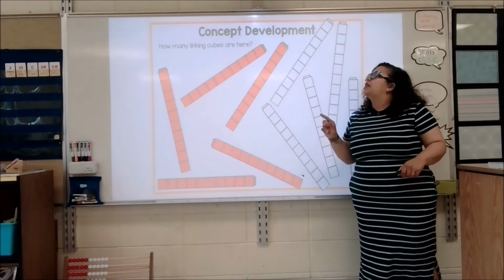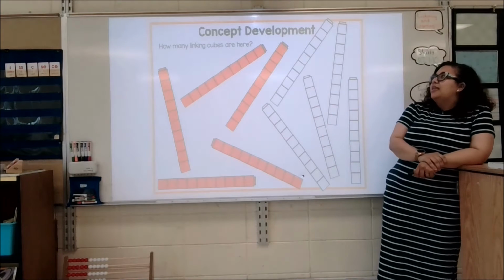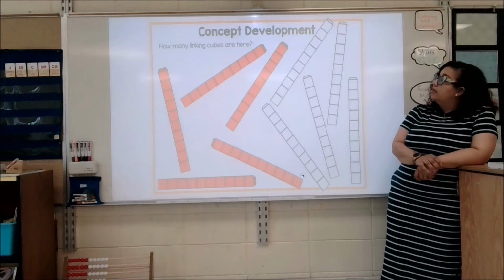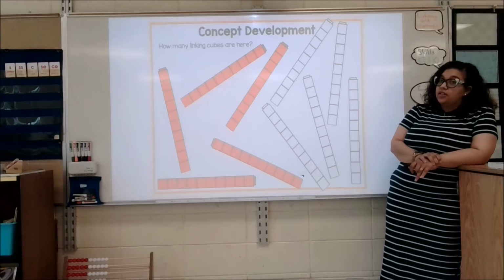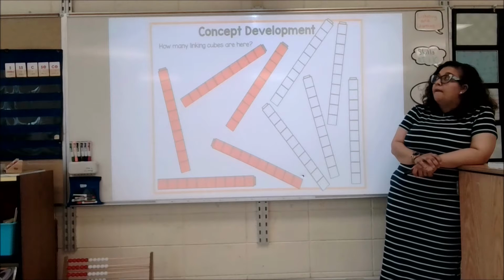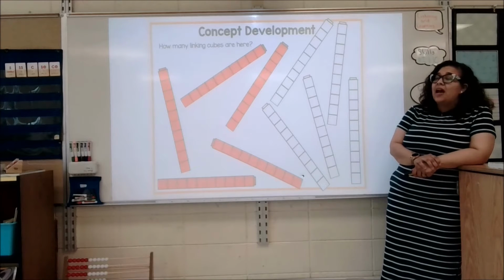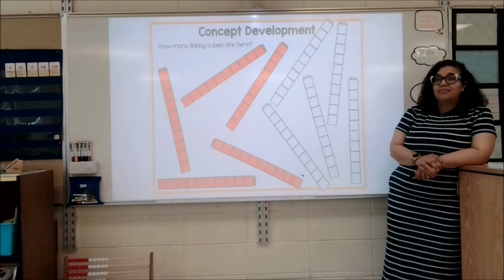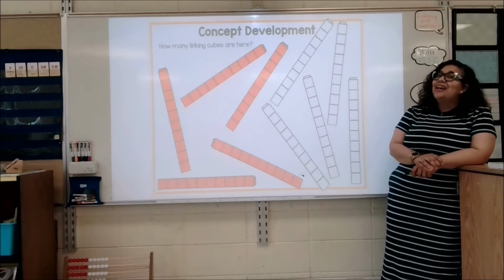But what we're going to do is, so, I have a question. How many Lincoln cubes are here? How many cubes do I have? Well, they're at least grouped in 10s, so we know we can count by 10s, and that's good. But is this neat and orderly and easy to count, or is this a hot mess? This is a hot mess.